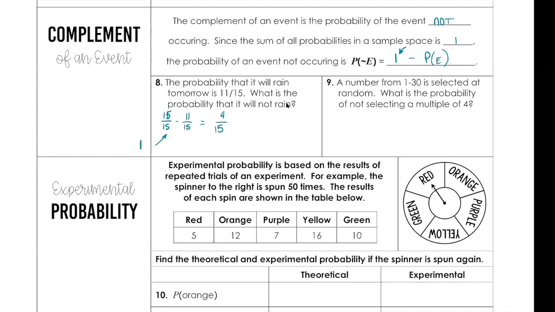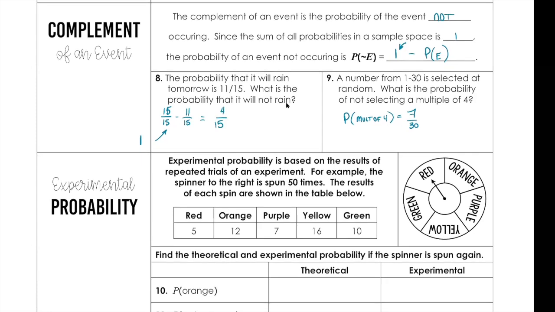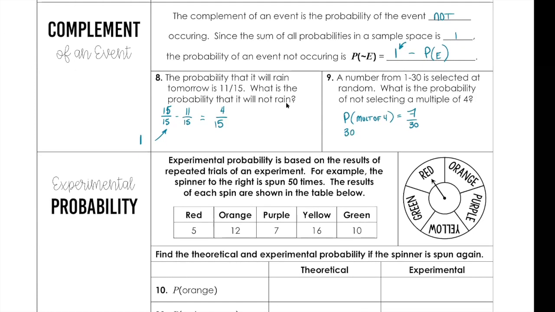A number from 1 through 30 is selected at random. Probability that it's not a multiple of 4. Okay, so first off, the probability of even getting a multiple of 4 is 7 out of 30. So you got 4, 8, 12, 16, 20, 24, 28, 7 times. So we want 30 out of 30 that it's going to happen for sure. But what we want is what's not happening, we're not rolling a multiple of 4. So that's how we get 23 out of 30.